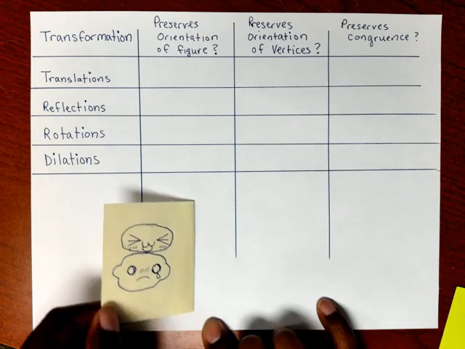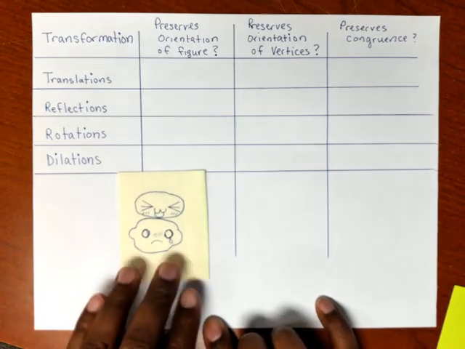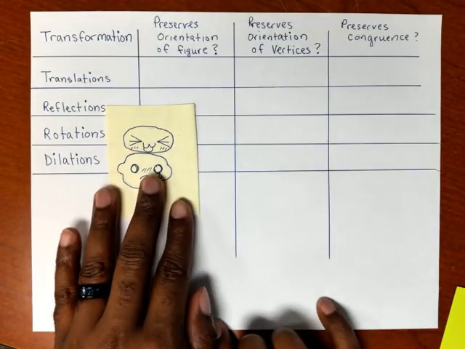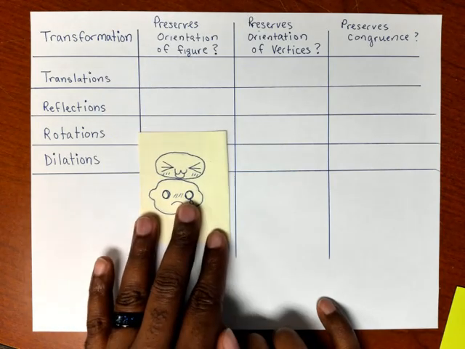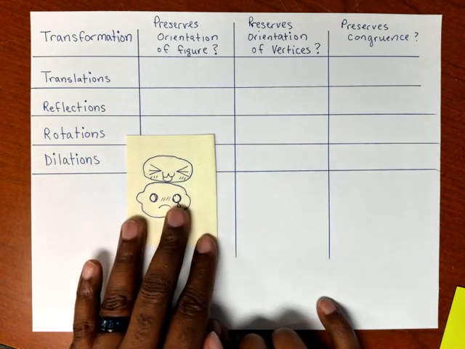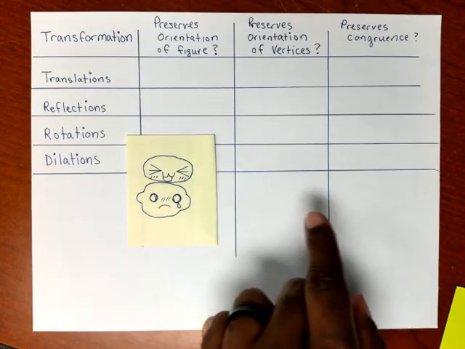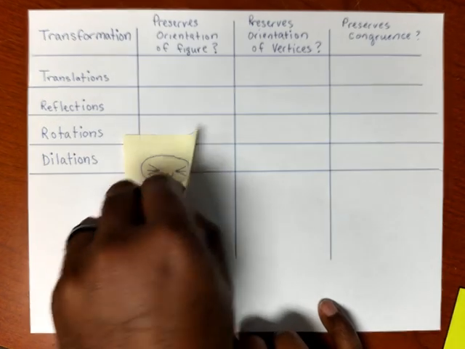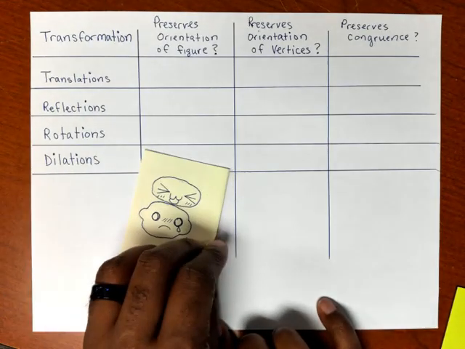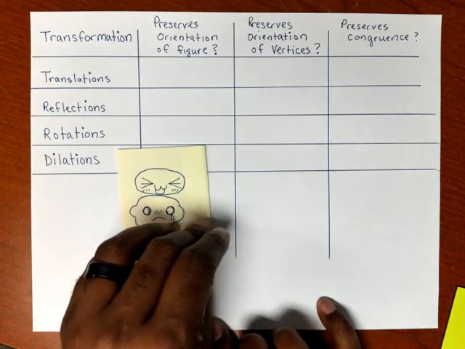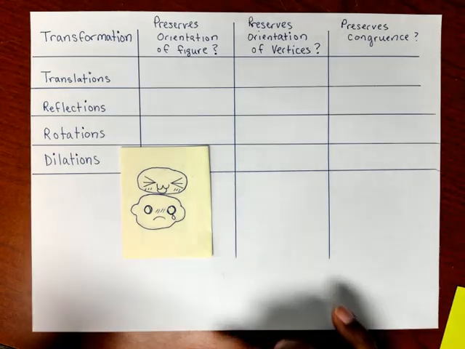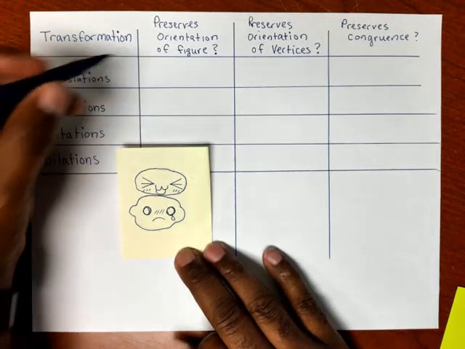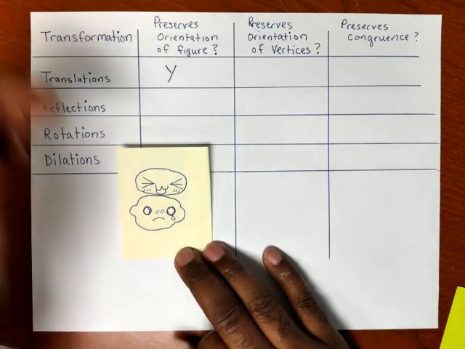Translations, we know those words as slides, right? So when I slide something up, down, left, right, does it flip? Because remember in our last video, we said orientation of a figure. Does it flip when you slide something? Does it do this? No, it just slides. So we're going to say, yes, it preserves the orientation of the figure. I'm going to put a yes there.